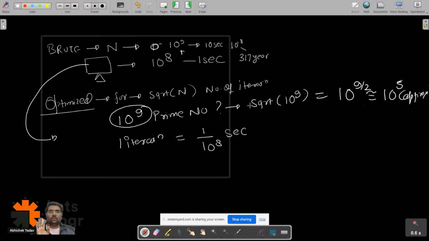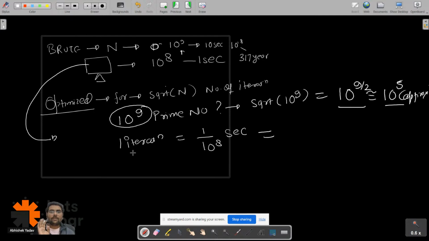Okay, so we are saying that since my for loop is doing square root of n iterations, and I have to check whether 10 to the power 9 is a prime number or not, I will put 10 to the power 9 inside the square root function and I will get this answer, that is 10 to the power 5. Right, everyone?